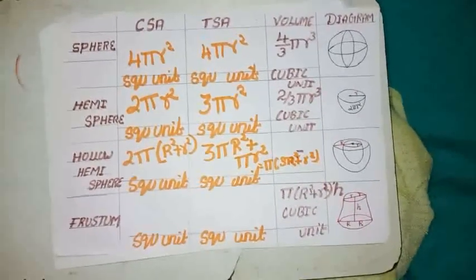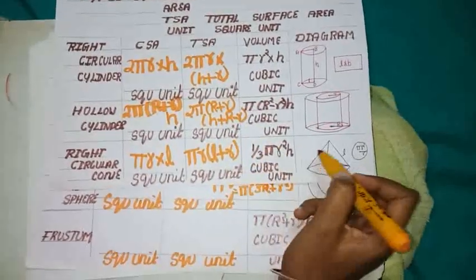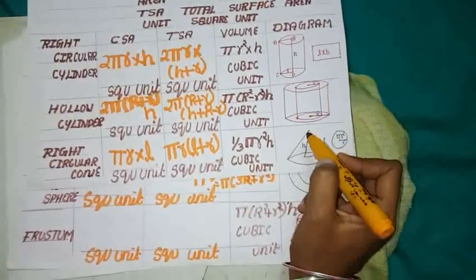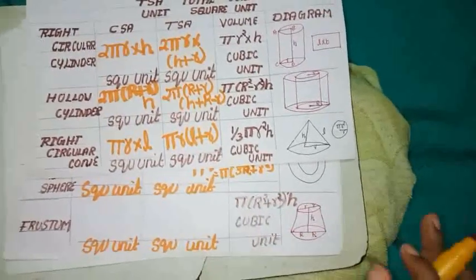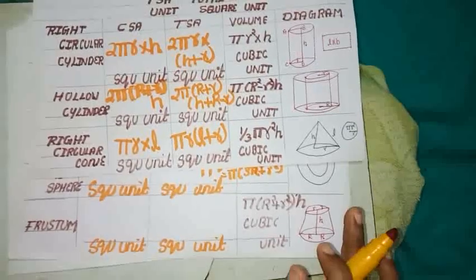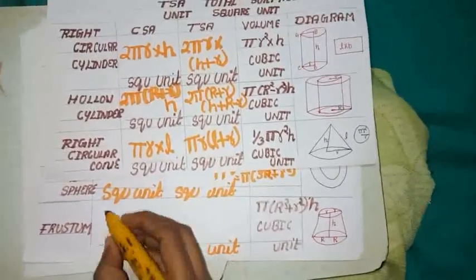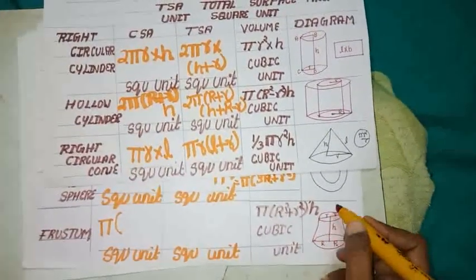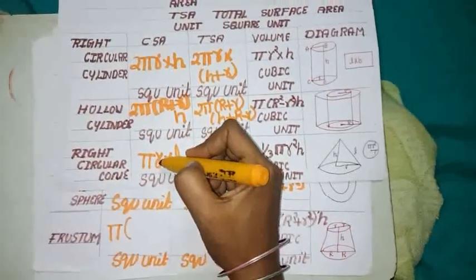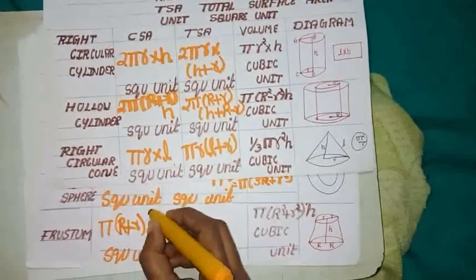Everybody knows the frustum shape, a bucket. But this frustum shape has a special trick. Because cone is there, cone top part is very sharp. Frustum top part is very flat. So only the radius changed. Everything is same, height everything is same. How could you write this formula? Pi into, how many r? Caps R, small r. Here only one r. Caps R plus small r into L.